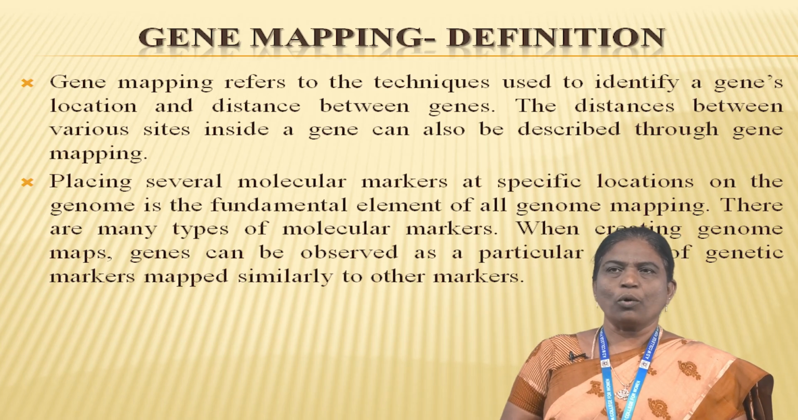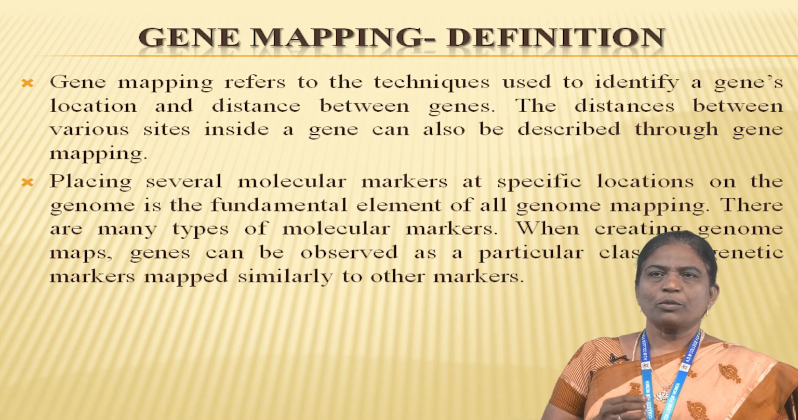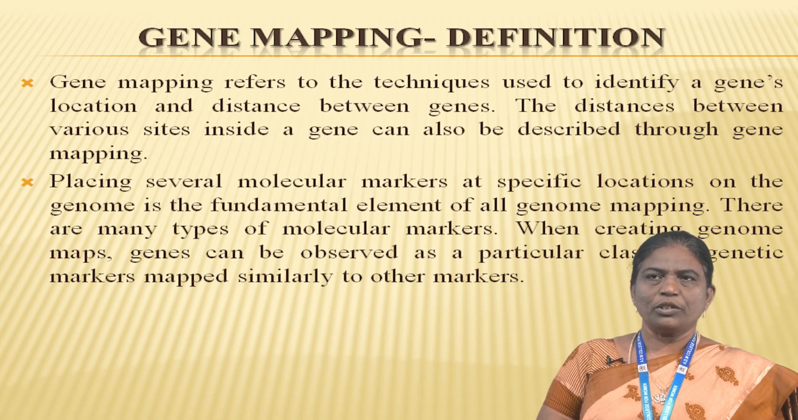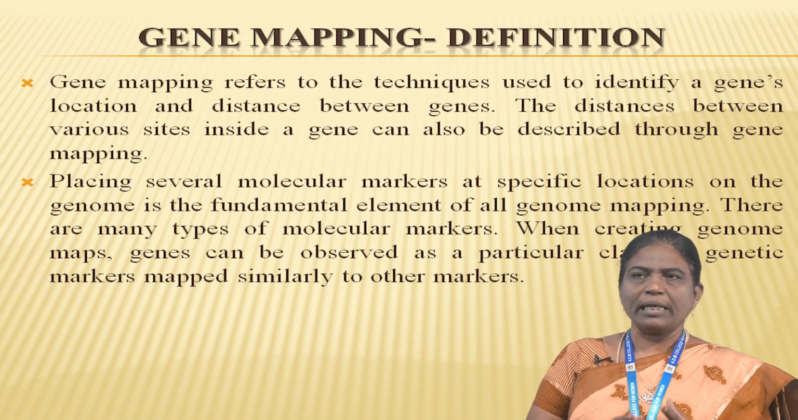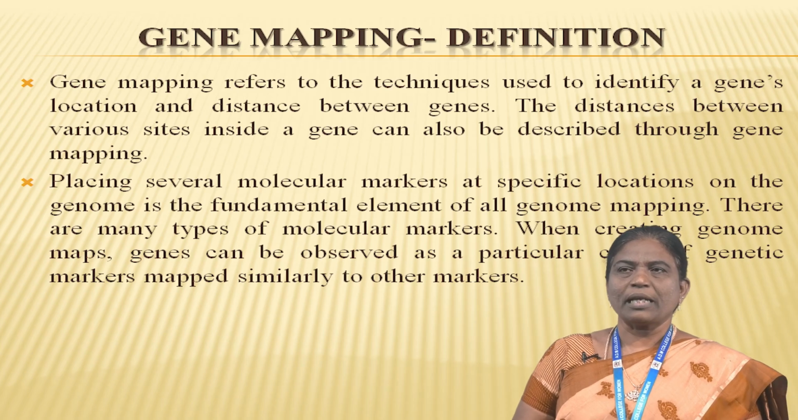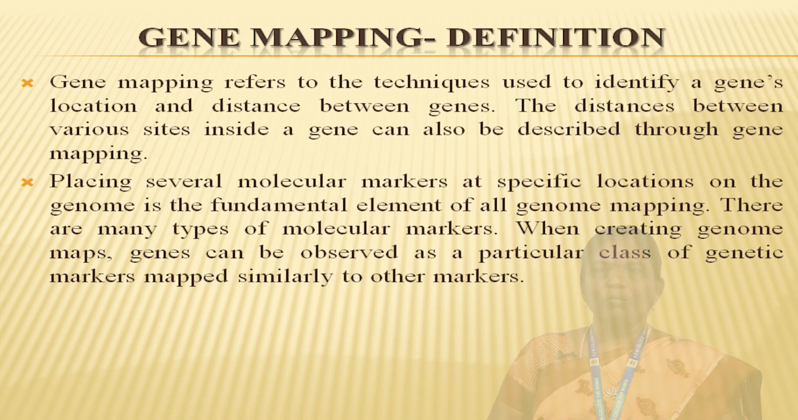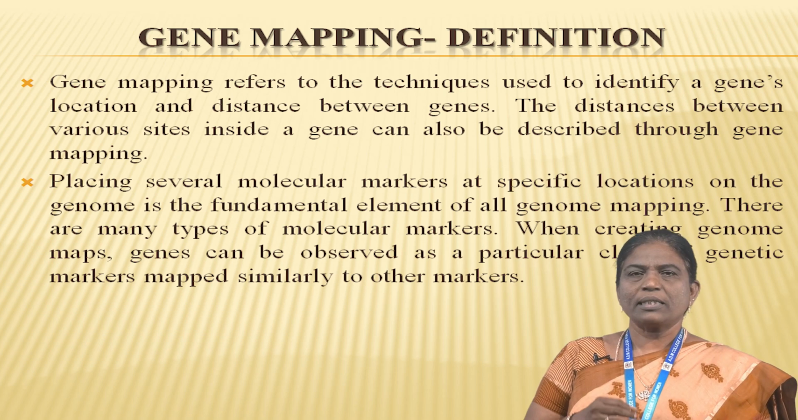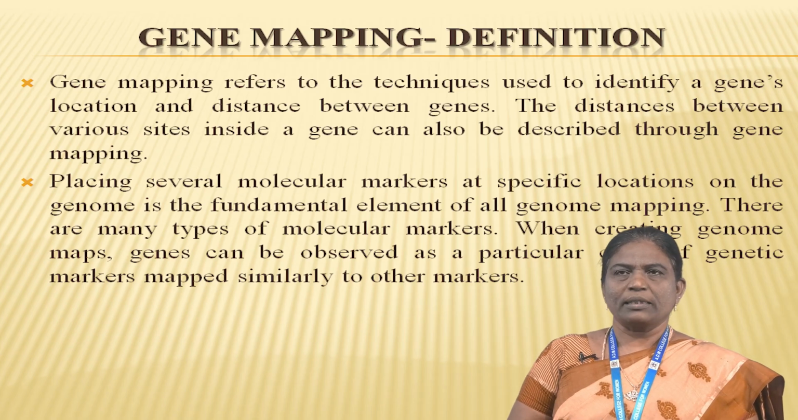Placing several molecular markers at specific locations on the genome is the fundamental element of all genome mapping. There are many types of molecular markers. When creating genome maps, genes can be observed as a particular class of genetic markers, mapped similarly to other markers.